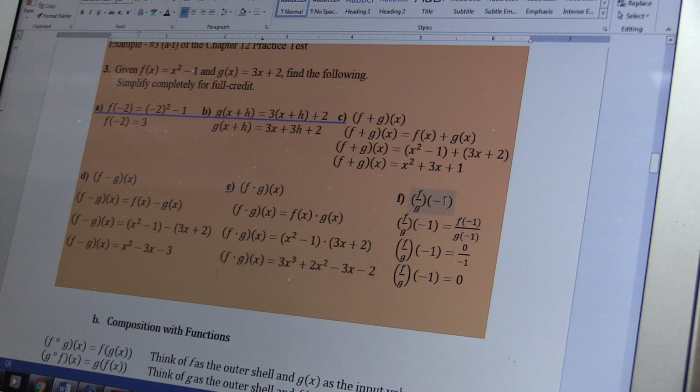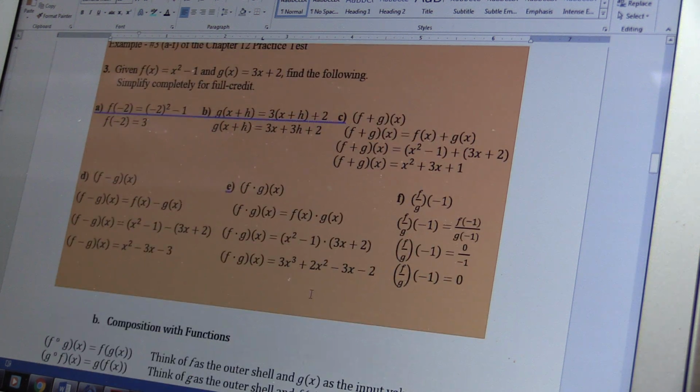And then dividing, but I'm not actually asking you to find f divided by g of x. I'm actually asking you to find it at negative 1. So you could say f divided by g of negative 1 is the same thing as saying f of negative 1 divided by g of negative 1. And you just plug in negative 1 into your f, find the answer, and you get 0. Negative 1 into your g, find the answer, and you get negative 1. 0 divided by negative 1 is just going to be 0. And so that's how we can deal with operations on our functions.